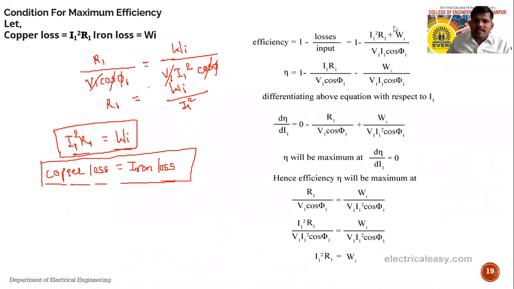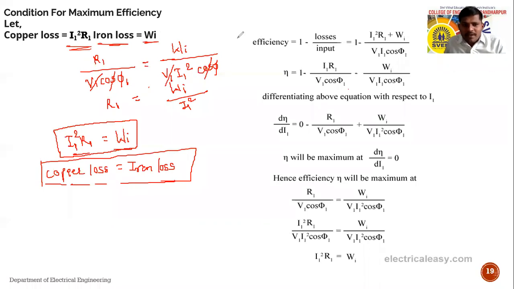Suppose, considering the referred side, that means any one of the referred sides, we want to derive the condition for maximum efficiency. Suppose we consider the copper loss. The copper loss becomes I1 square into R1, and we consider the constant loss, or iron loss, represented by Wi.